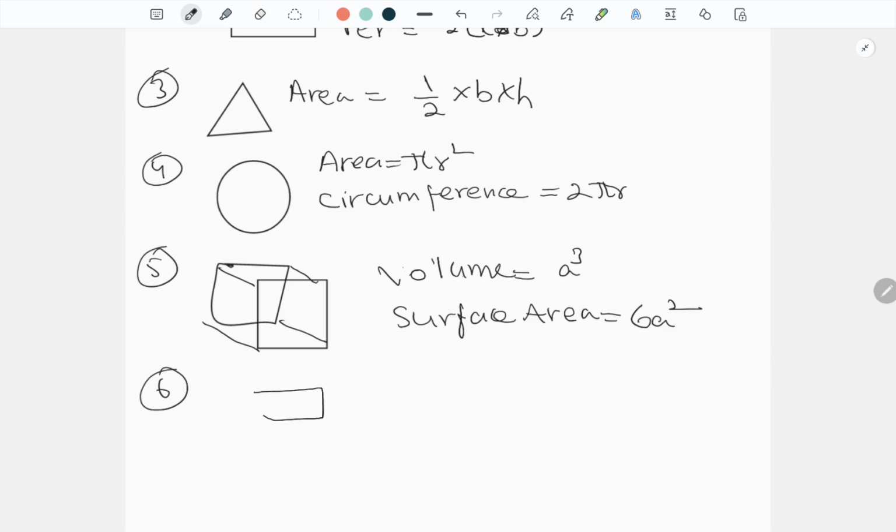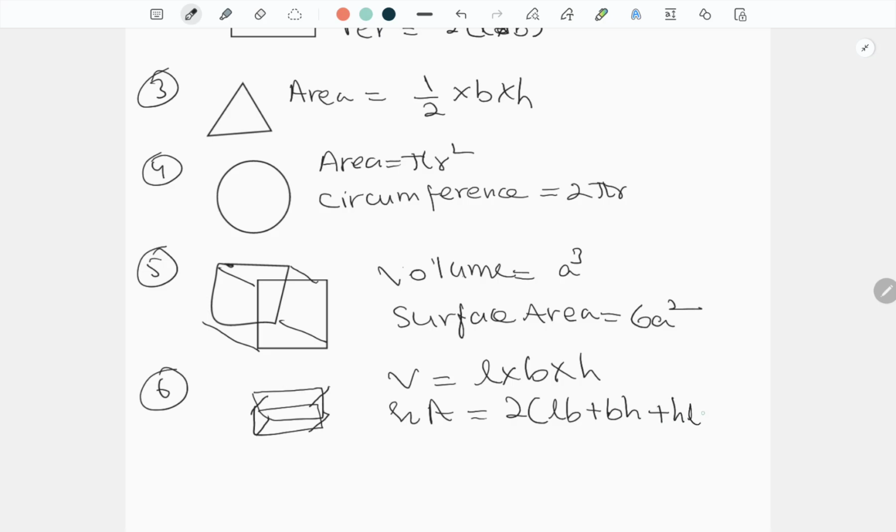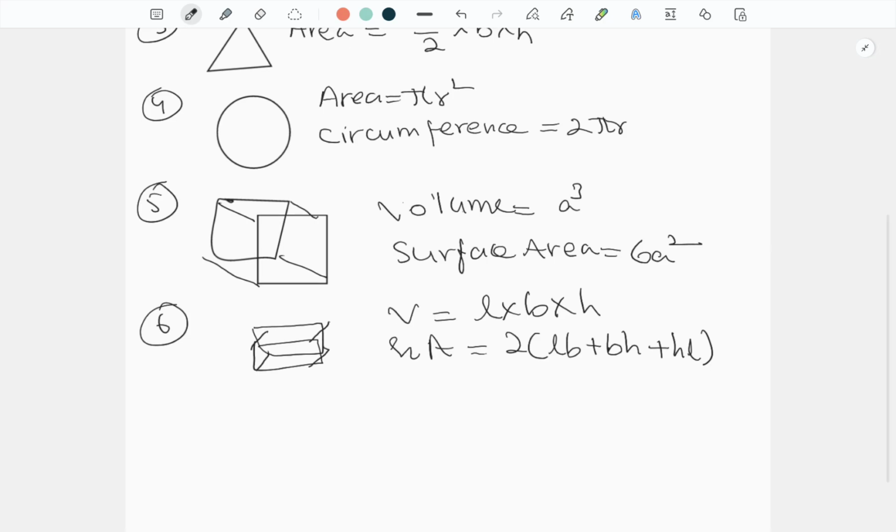We have one cuboid here, like that. The volume of the cuboid is very simple: length into breadth into height. The surface area, shown by SA, is 2 times length breadth plus breadth height plus height length. In some books the first term is breadth height and the second is length breadth, but when we substitute the values, it does not change the answer.